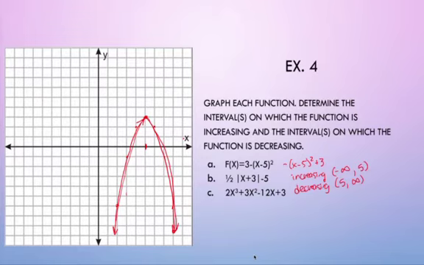B, 1/2 absolute value of x plus 3 minus 5. This is an absolute value function. Transformation rules again. It's shifted 3 units to the left and 5 units down. It opens up, but the sides are going to have a slope of 1/2 instead of a slope of 1. It's flatter.